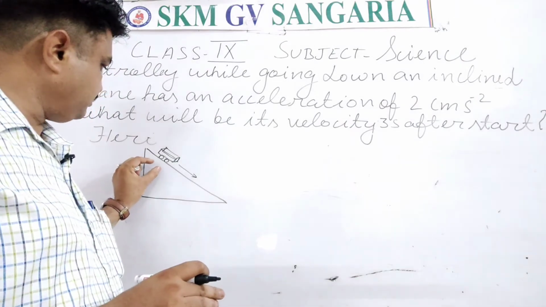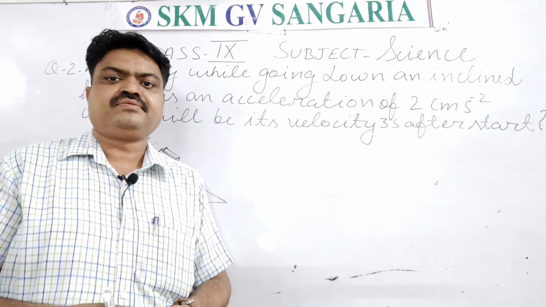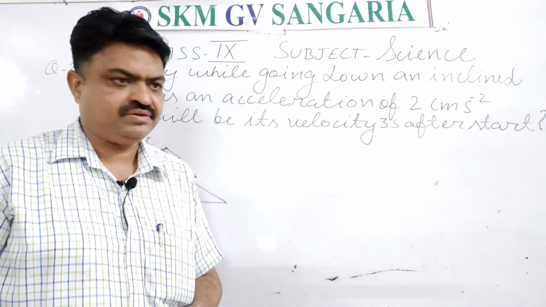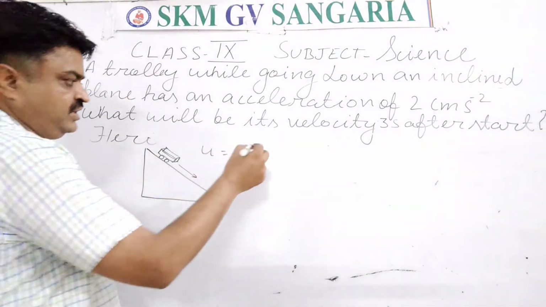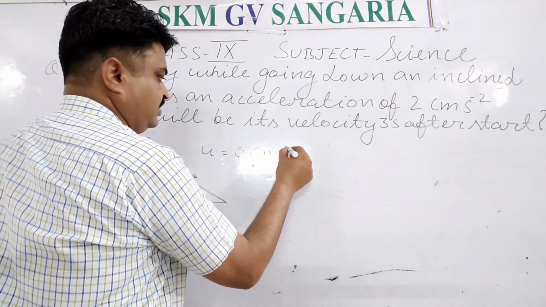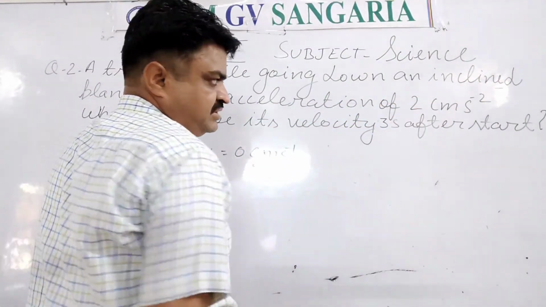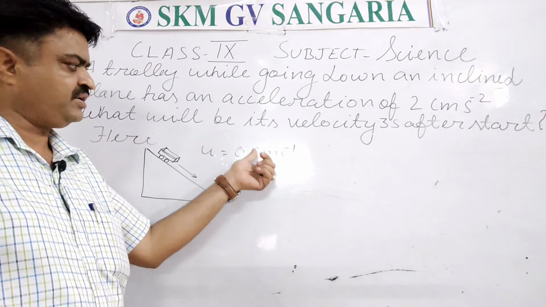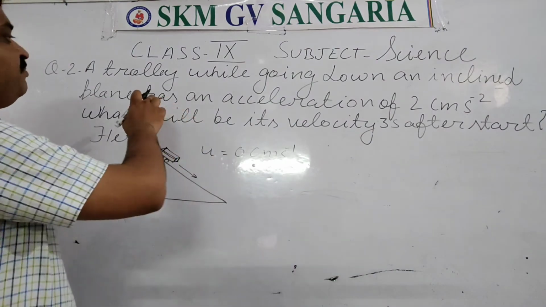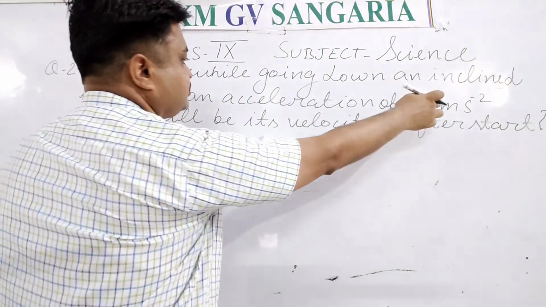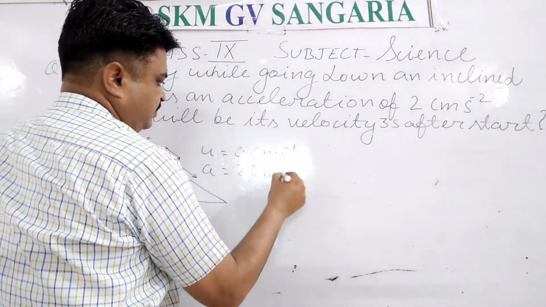Now when the object moves down at the starting, it has 0 initial velocity, student. So we can write here that the initial velocity is 0 centimeter per second. Because the acceleration is given in centimeter per second square, that's why we have written here 0 centimeter per second. Now we come to the next quantity. The trolley has acceleration of 2 centimeter per second square. Acceleration is given, and it is 2 centimeter per second square.